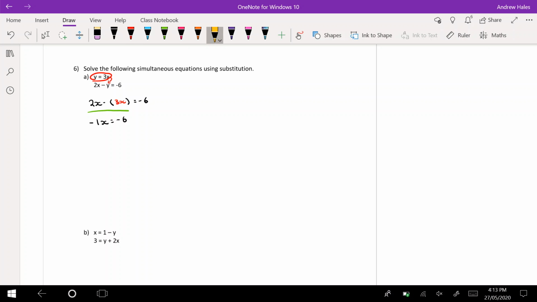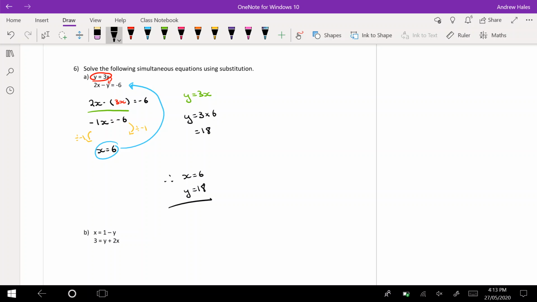And then I'm just going to be dividing both sides now by negative 1 to get to my answer, which is going to be that x is equal to 6. Now, once I know that x is equal to 6, I put it back into either one of these equations. Again, pick the equation that's best for you, whatever one's going to be easiest. So let's just go the first one. Y equals 3x. Well, if x is equal to 6, well then y equals 3 times 6, which equals 18. Therefore, x equals 6, y equals 18. And there are 2 solutions for that one.